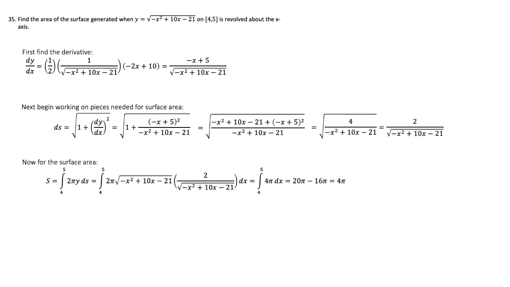Now for the surface area. The formula for that is the integral, in this case from 4 to 5, of 2 pi y ds. So we simply plug in what we have for y and what we have for ds, simplify it down. It looks ugly at first, but it simplifies down nicely. And the end result is 4 pi.